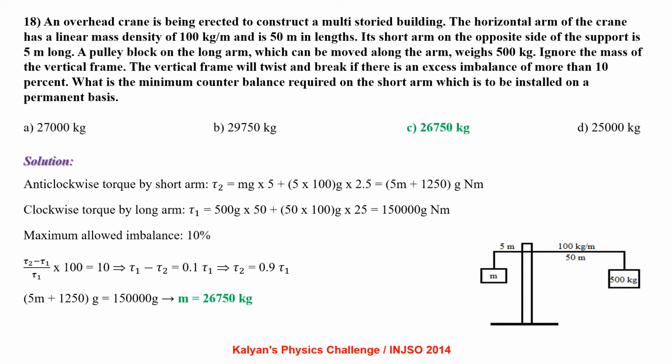Maximum allowed imbalance is 10%. So (tau 2 minus tau 1) by tau 1 into 100 equals 10, from which we get tau 2 equals 0.9 tau 1. So by substituting the values, we have m equal to 26750 kg.